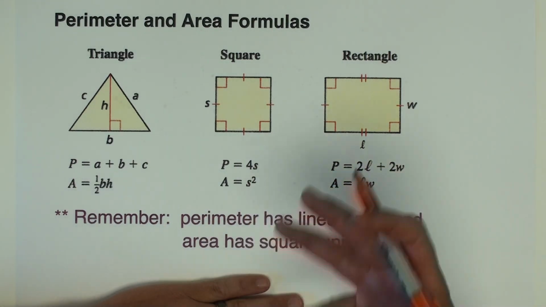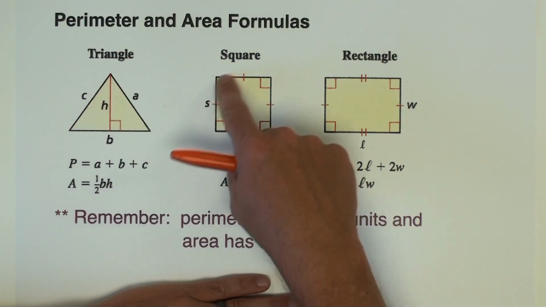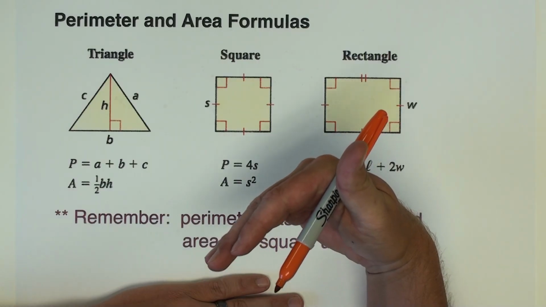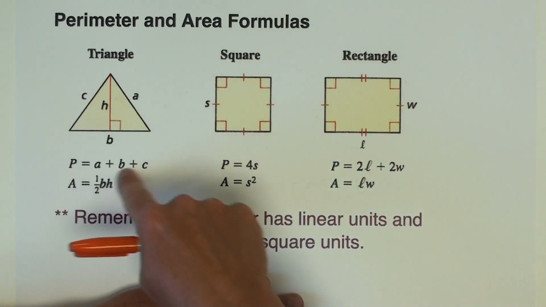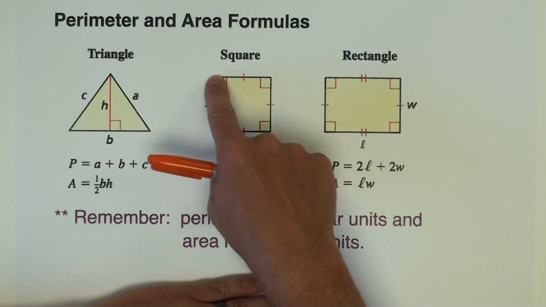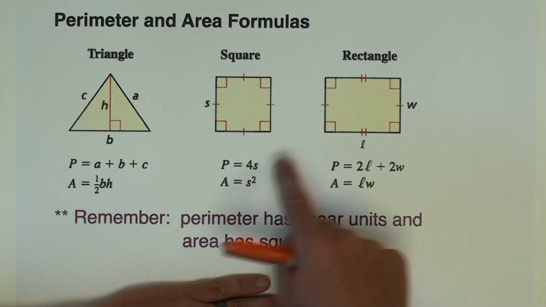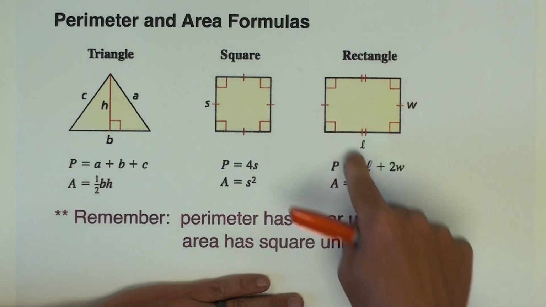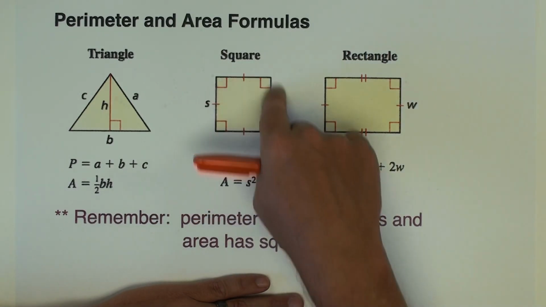So first of all, remember that perimeter is simply the distance around the shape. You really don't need formulas for that, because all you're doing, like right here, is adding 3 sides together. Or here in the square, you're adding s plus s plus s plus s, or 4 times s, right? Or here you're adding length and length and width and width. You can work them as formulas, but really it's just add all the sides up.